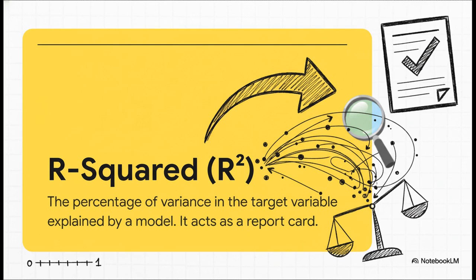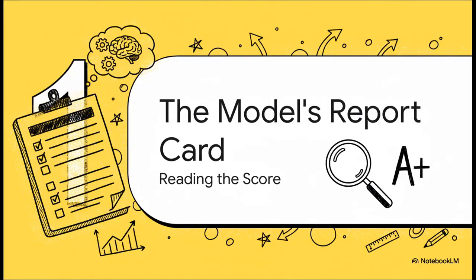At its core, it's just a simple score, a single number that lives somewhere between 0 and 1. And what it tells you is how much of the real-world variation your model can actually explain. It's pretty much the most straightforward way to see if your model passed the test. So let's really lean into that analogy. For the next few minutes, we're going to treat R squared exactly like a report card, and we're going to learn how to read it the right way.